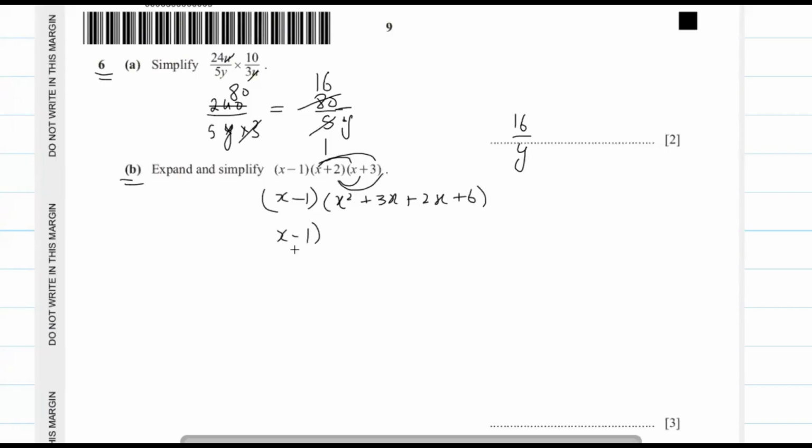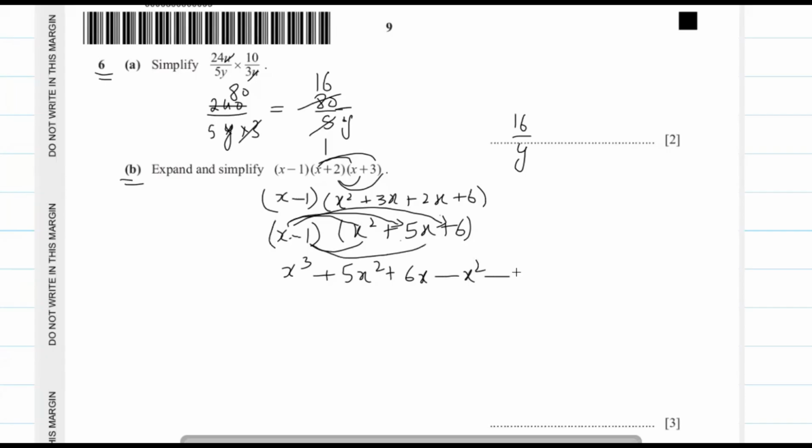And we can write this x minus 1 into x squared plus 5x plus 6. We will expand this. We will multiply x into x square, then x into 5x, and then x into 6. Therefore, we get x cubed plus x times 5x is 5x square, and x times 6 is 6x. And then minus 1 into x square is minus x square, minus 1 into 5x is minus 5x, and then minus 1 into 6 is minus 6.